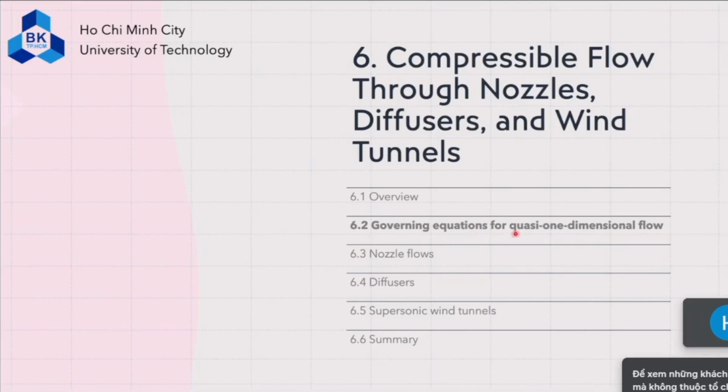So let us go into 6.2, governing equations for quasi-one-dimensional flow. But before that, if you are interested to know more about the overview, you may want to go to chapter 10 of the Anderson book, and read through some historical background on the development of the supersonic tunnel, the hypersonic tunnel, and the rocket engine, especially the nozzle part. It is elaborated in much detail. All right.